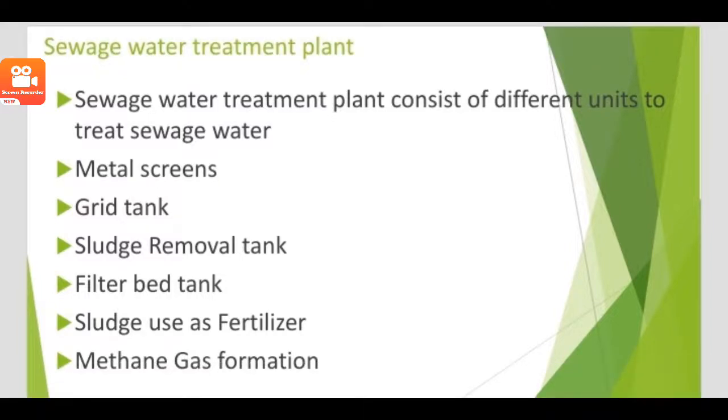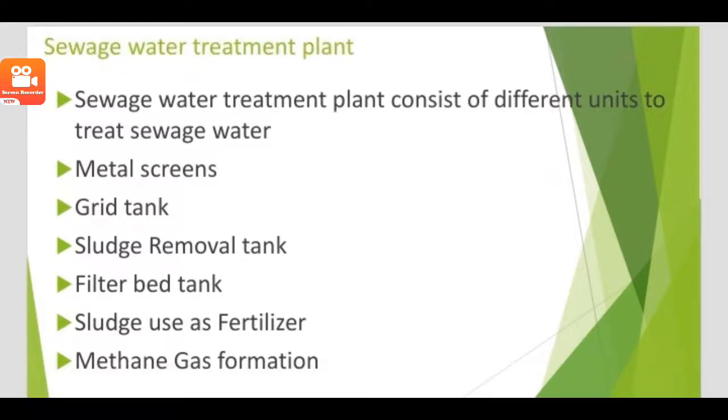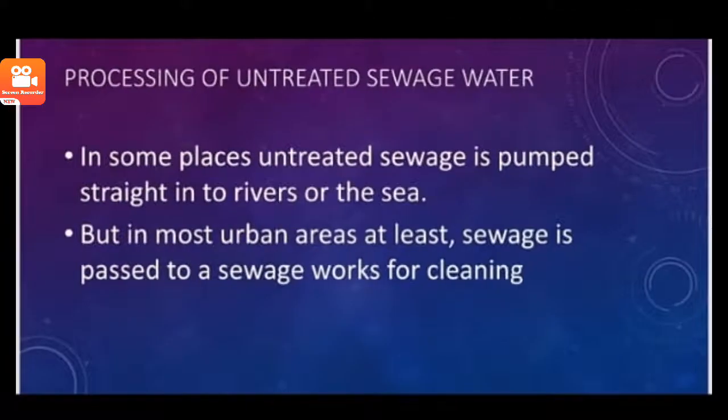So the sewage water treatment plant is used to clean the sewage water, because if we directly pass the sewage water into the lakes, streams and rivers, it may cause harm or damage to the aquatic life. The sewage water treatment plant consists of different units to treat the sewage water. These units may include metal screen, grit tank, sludge removal tank, filter bed tank, sludge used as a fertilizer and methane gas formation. So they are basically the products of the sewage water treatment plant.